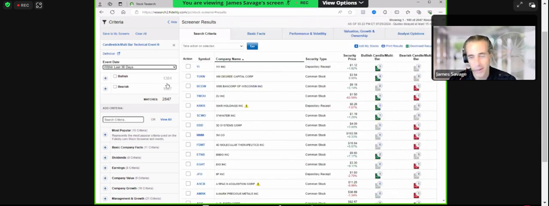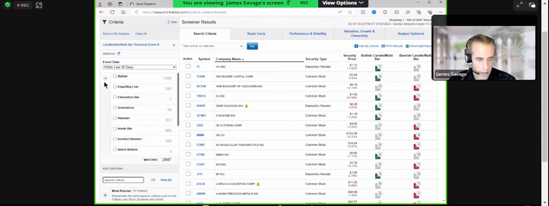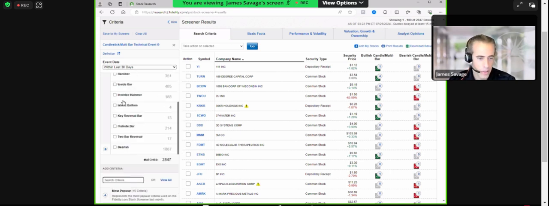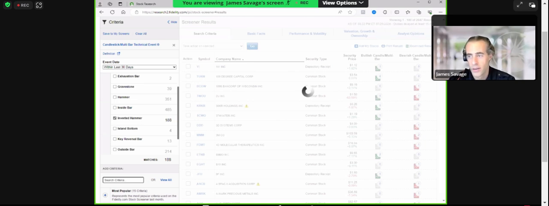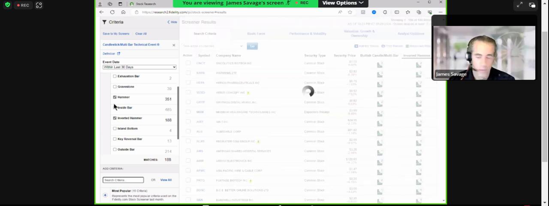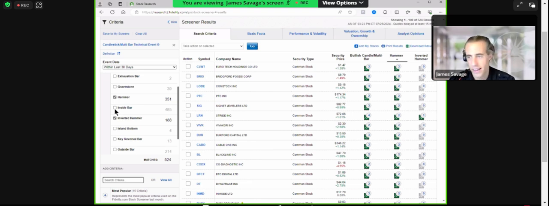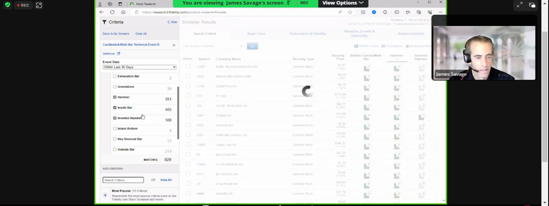Really doesn't change too much. It's still quite a lot of patterns that were identified. I'm going to click on bullish. And let's choose a few that were discussed today. How about that inverted hammer? Can do the regular hammer. There we go. Looks like it's taking a little bit slower for me here. The inside bar and an outside bar.